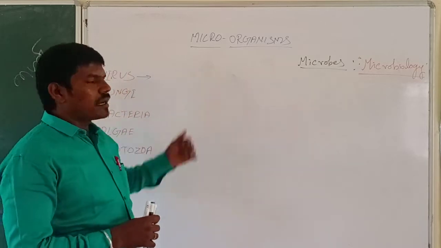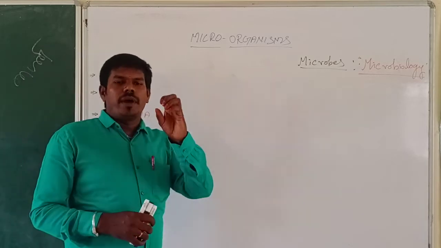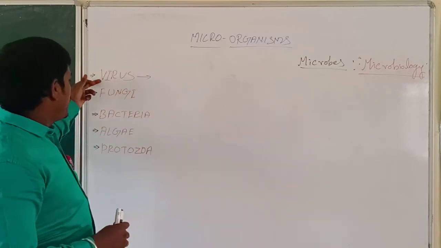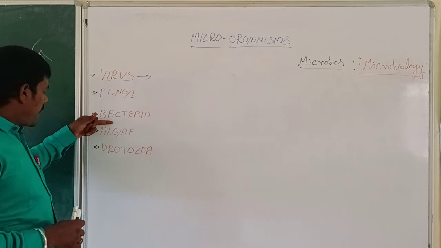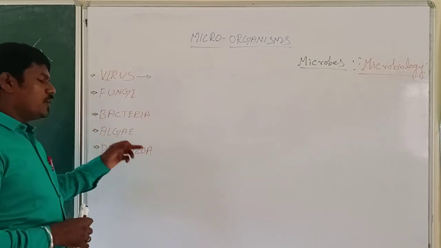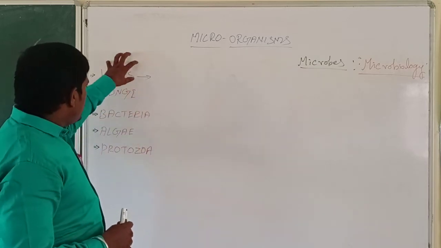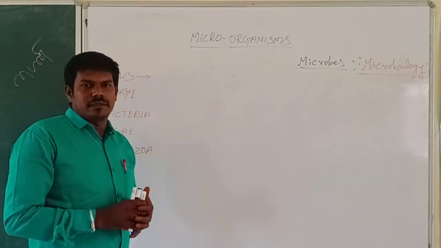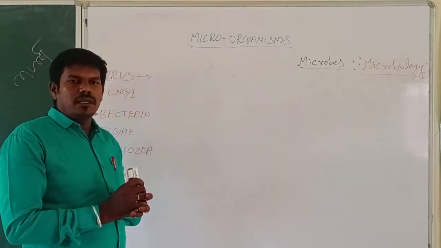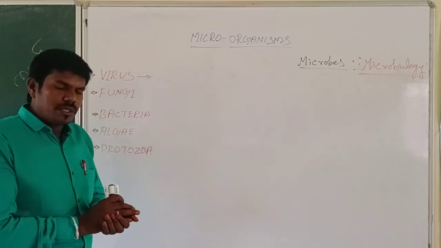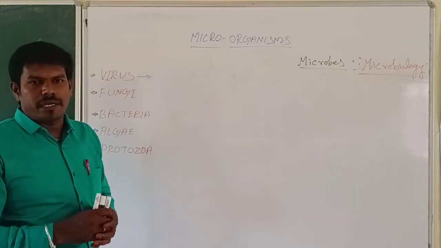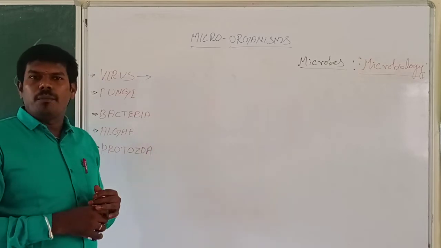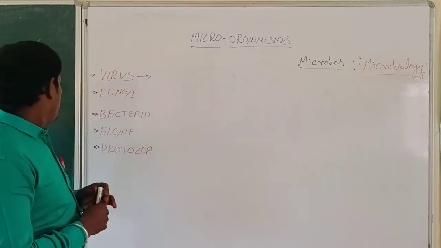That kind of organism is classified into 5 categories. What are the categories? Virus, fungi, bacteria, algae and protozoa. Each kind of microorganism has some specific characters. What does that mean? Each and every microbe is involved in some harmful effects and merits. Merits and demerits are present in both kinds of microbes.